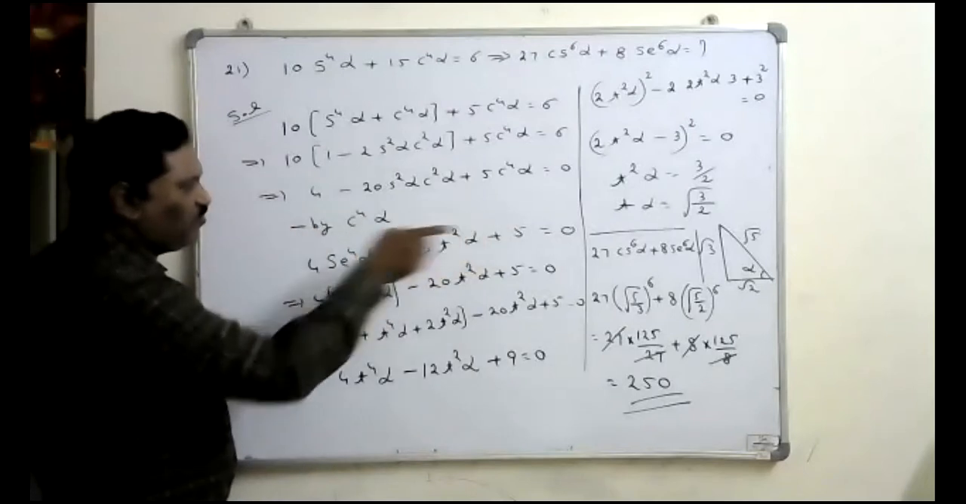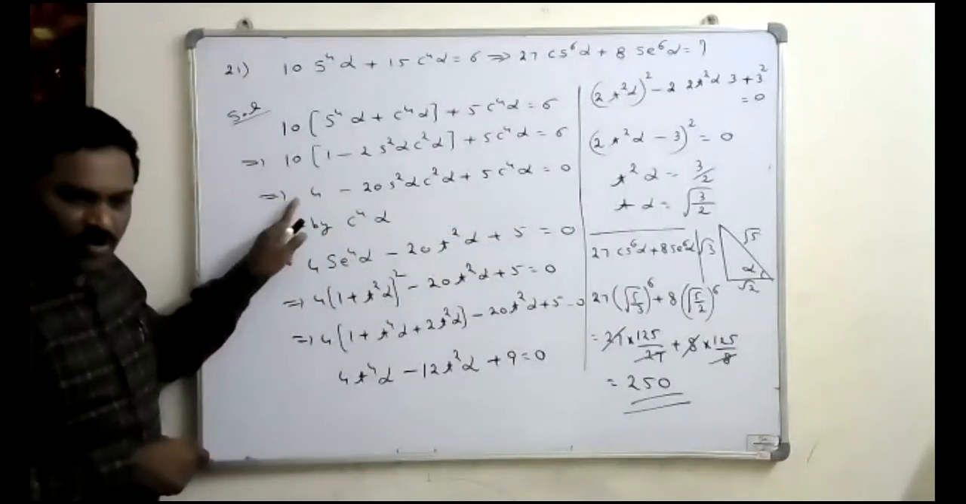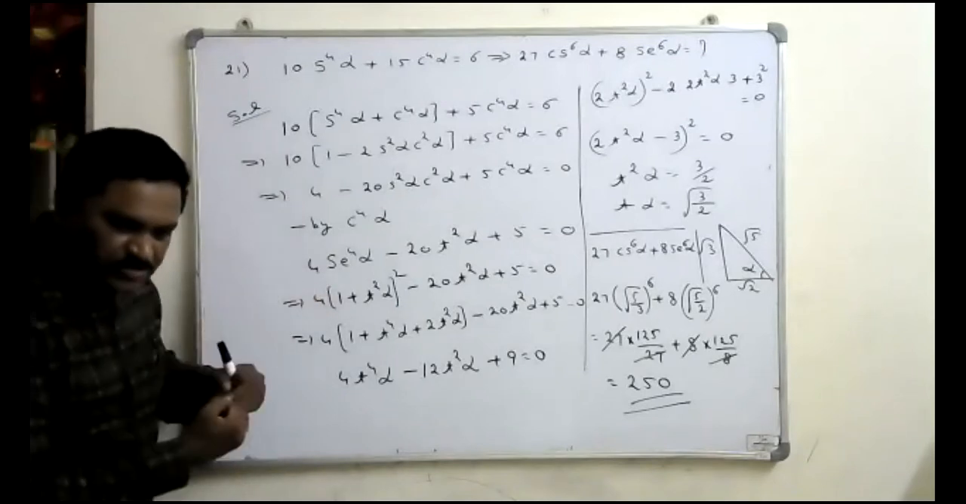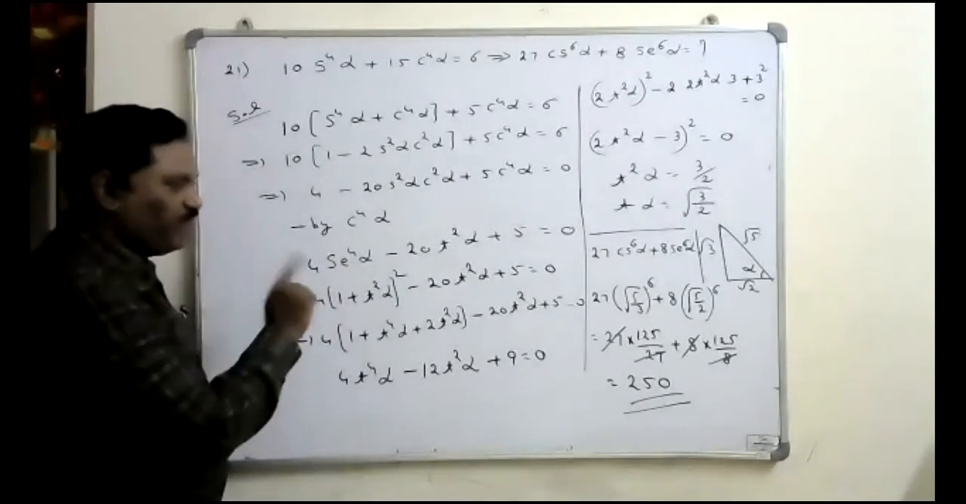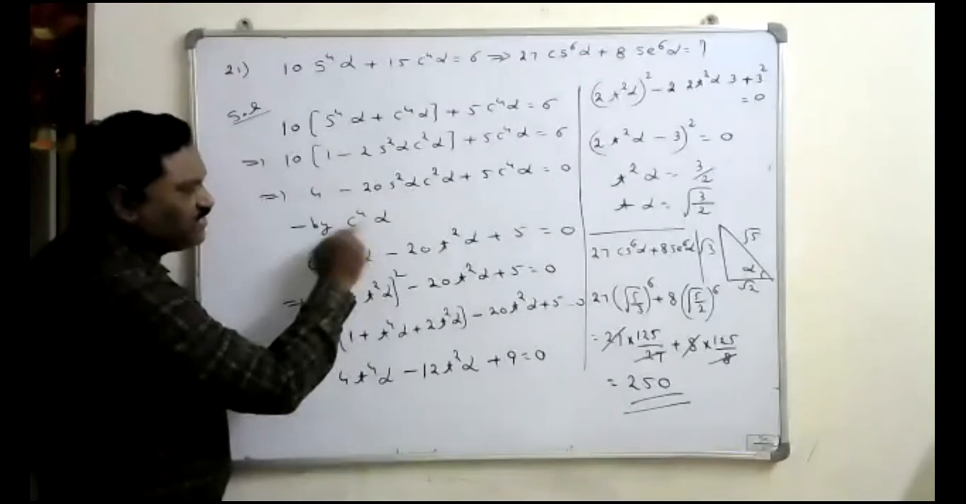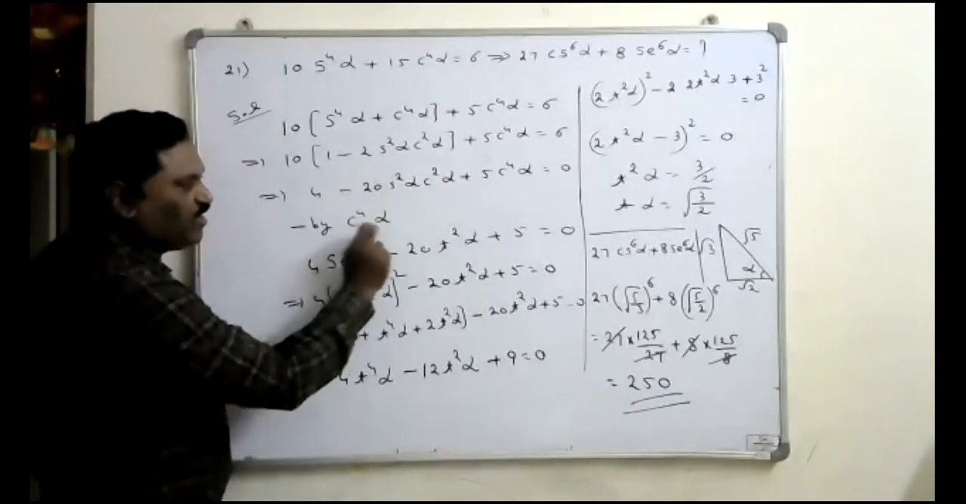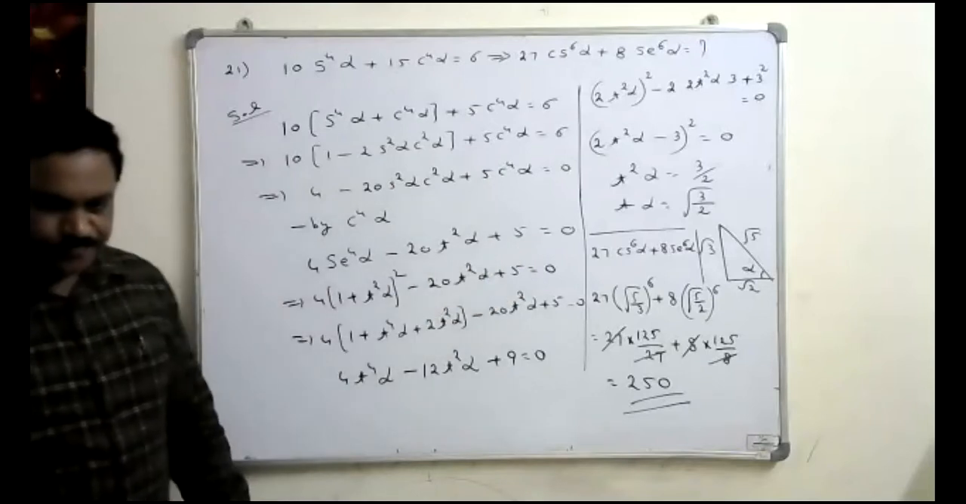Divided by cos power 4 alpha, then it is 4 upon cos power 4 alpha. 1 by cos means secant, that's why that becomes 4 secant power 4 alpha minus. So divided by cos power 4 alpha, where cos square alpha is getting cancelled, remaining sin square by cos square, that is tan square alpha. Plus 5 will be there.